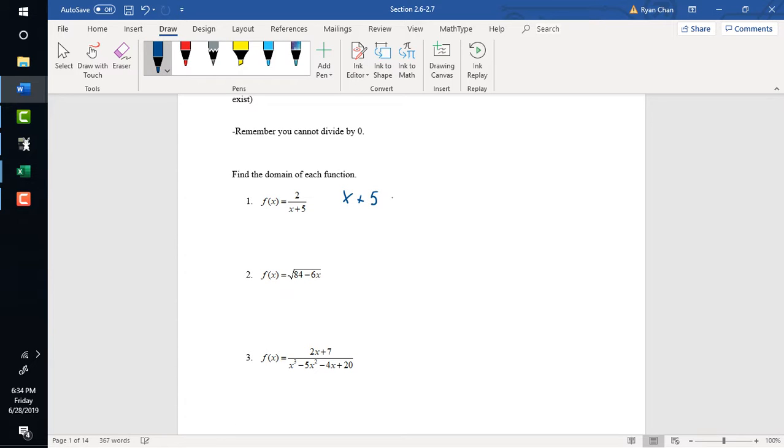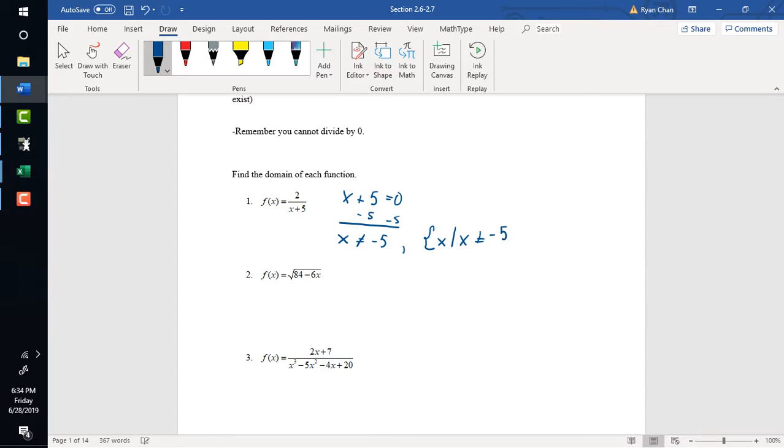So I have x plus 5 equals 0, and I'm going to solve for x. I subtract 5 on both sides. So I say x cannot equal negative 5. Now, there may be a fancy version. Sometimes they'll write it like this: x such that x does not equal negative 5.